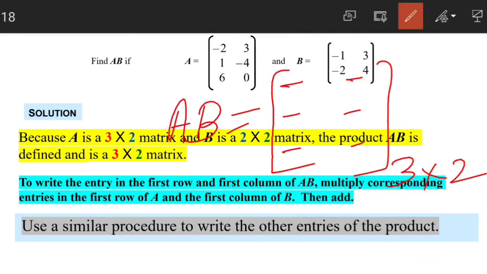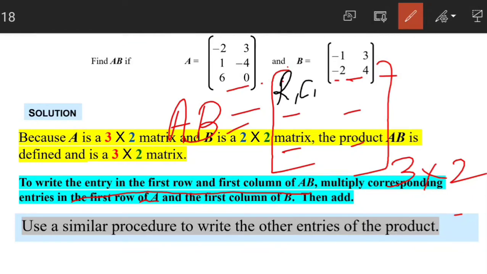Right? And what about this element? This element is nothing but the entry in the first row and first column of AB. This is the entry. Okay. We multiply the corresponding entries in the first row of A and the first column of B. It's very simple. See here, this first entry is nothing but R1C1.